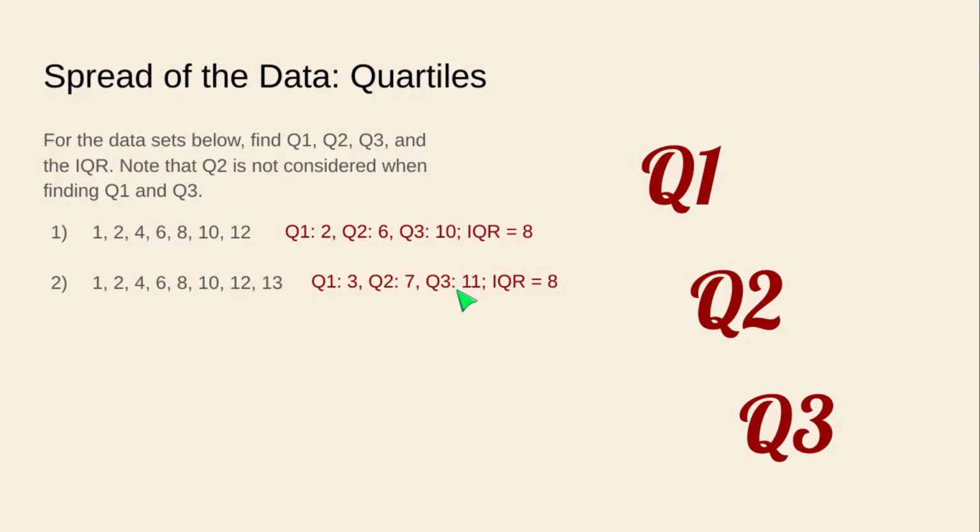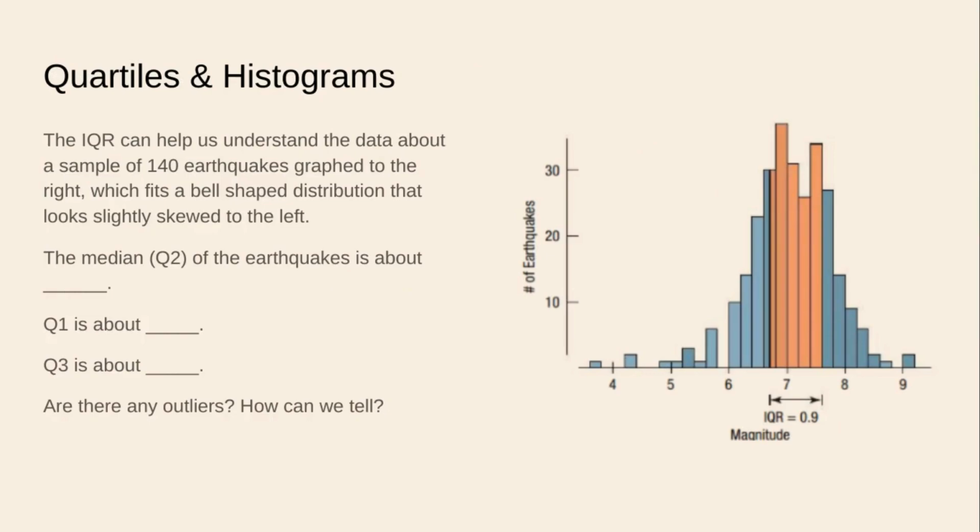So again, our interquartile range is Q3 minus Q1, which is 8. All right, quartiles and histograms. Sometimes we can't do this perfectly, but we can learn a bit about the quartiles just by looking at a histogram. There's another kind of plot that we're going to talk about that makes finding quartiles dead easy, but that is to come.